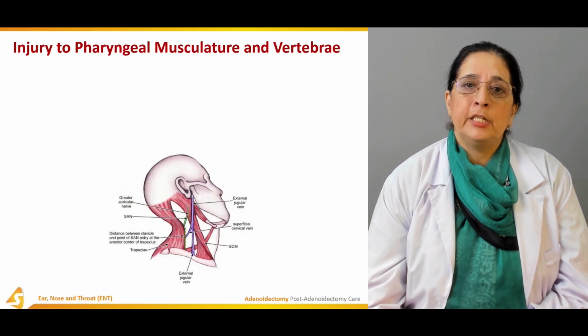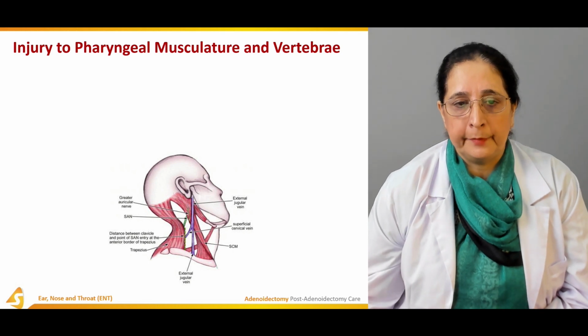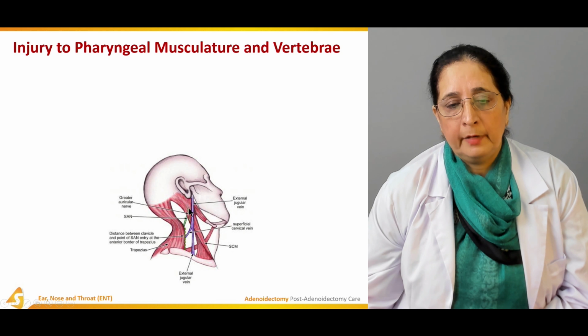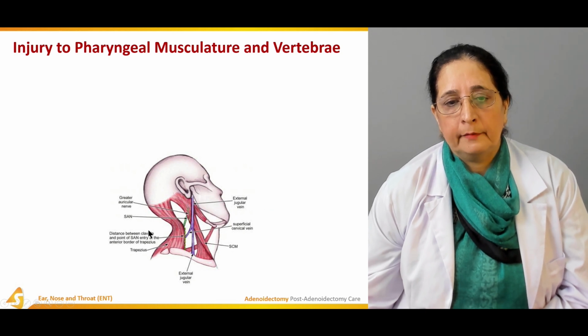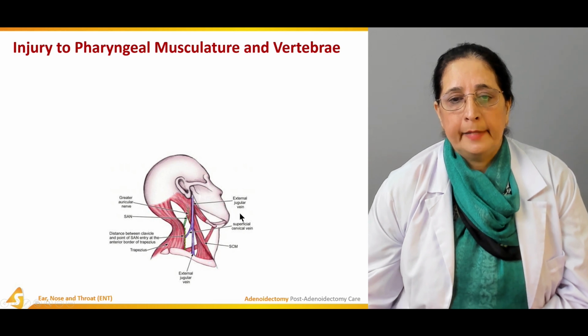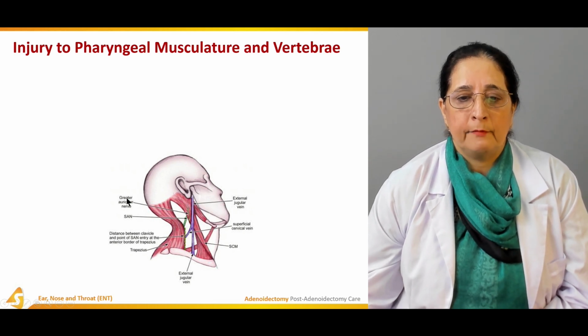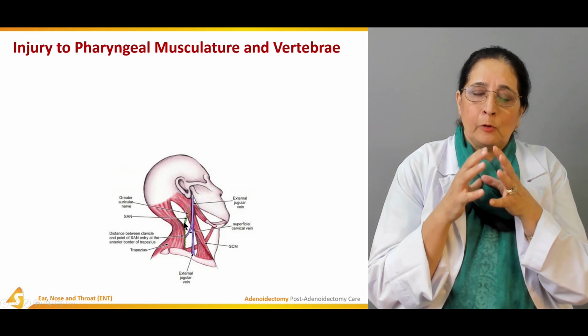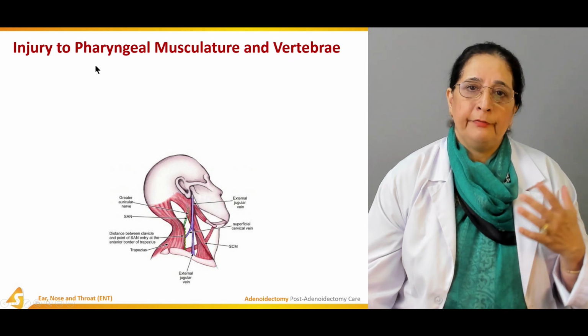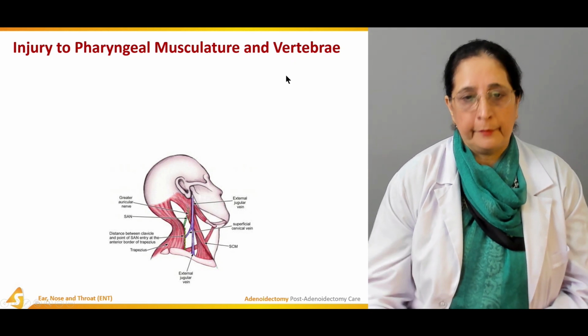Injury to the pharyngeal musculature and the vertebrae. Here again, this is the superficial cervical vein. We have the cervical vein, then we have nerves also, vein, nerves, muscles. The sternocleidomastoid is the muscle, that's the external jugular vein, and then we have the greater auricular nerve. These are all structures very close to where the procedure is performed. So injury to the pharyngeal muscles and vertebrae can occur.